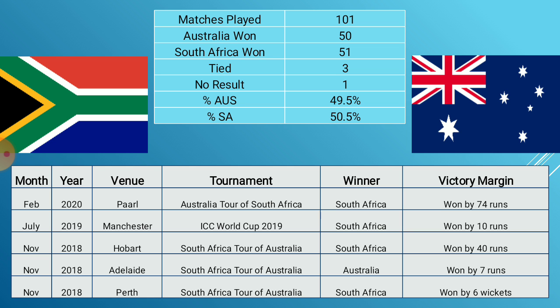Now let's quickly have a look at the ODI head-to-head record in the last 5 meetings. As you can see, both teams have a similar record, having won 50 matches and 51 matches each. But if you look at the last 5 matches, then South Africa have very much the upper hand, after having won 4 of the last 5 matches. That included the last ODI as well as the ICC World Cup 2019 group stage match. So clearly South Africa are in a pole position going into this match.